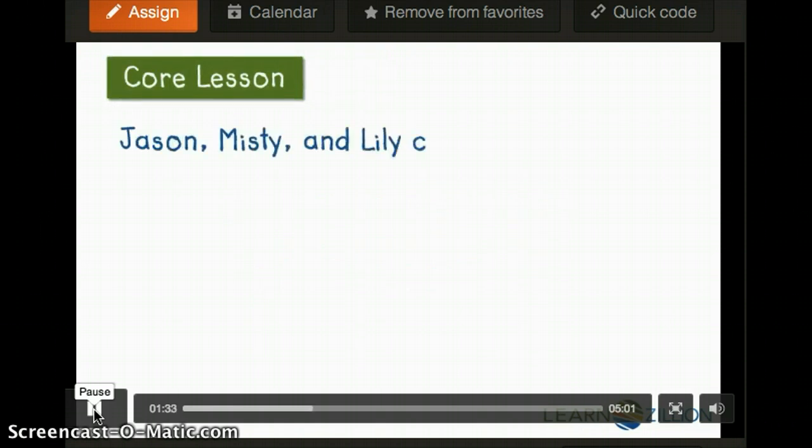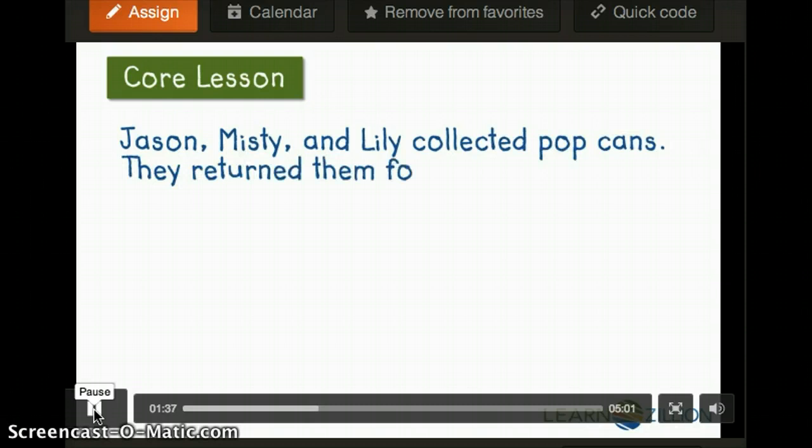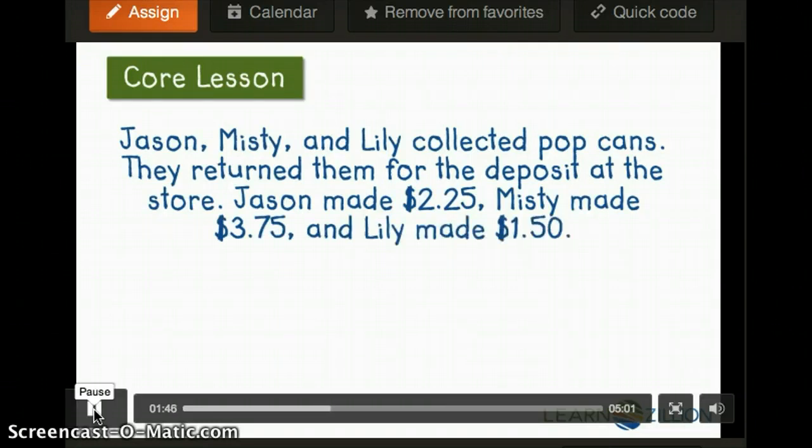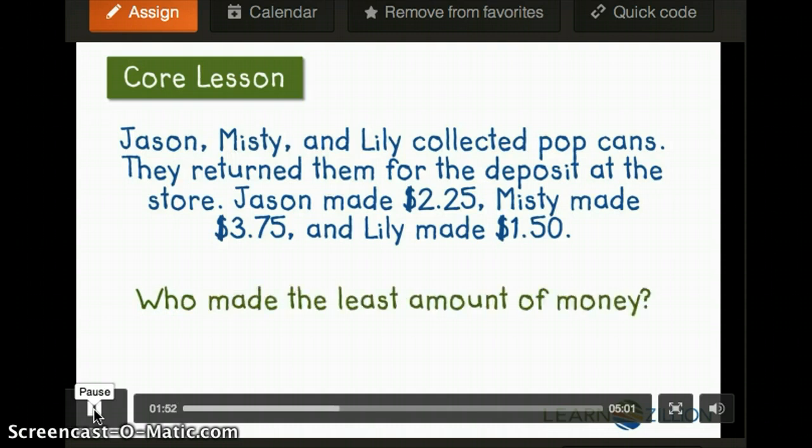Now let's try this one using money. Jason, Misty, and Lily collected pop cans. They returned them for the deposit at the store. Jason made $2.25. Misty made $3.75, and Lily made $1.50. Who made the least amount of money?